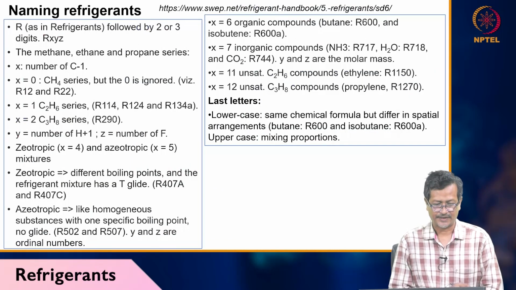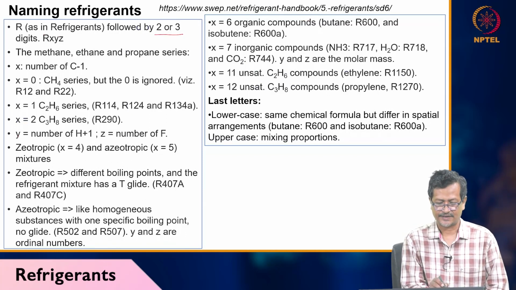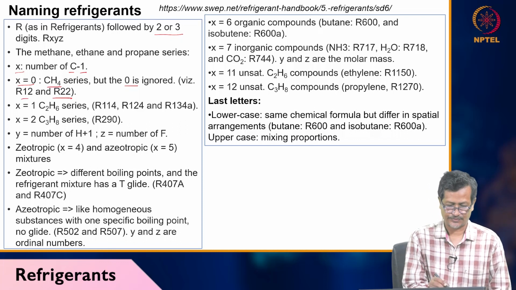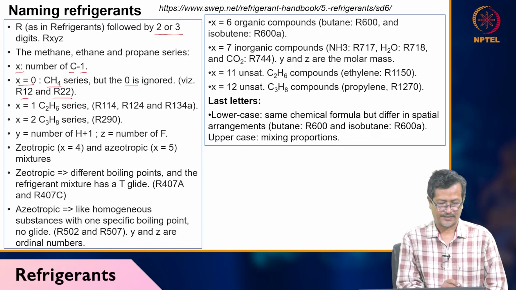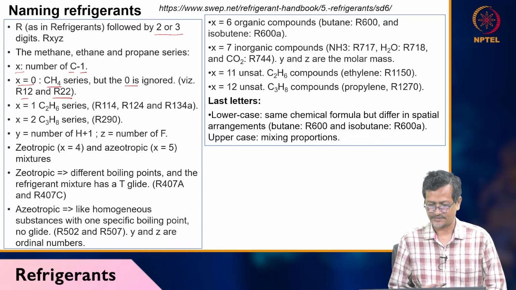So, naming of refrigerants: as already told, it is R for refrigerant, followed by 2 or 3 digits. For the methane, ethane, propane series, the first digit is the number of carbon atoms minus 1. So for methane, X equals 0, CH4. But the 0 is ignored. So R12 and R22 have 1 carbon atom, and strictly it should be R012. Similarly, you should go through the other naming as well. Maybe I can give some questions based on this naming structure.